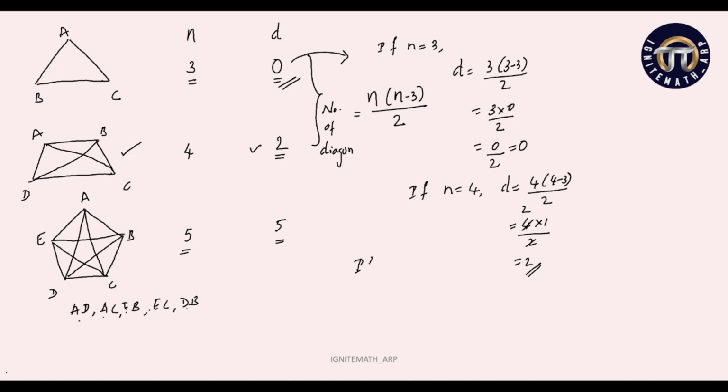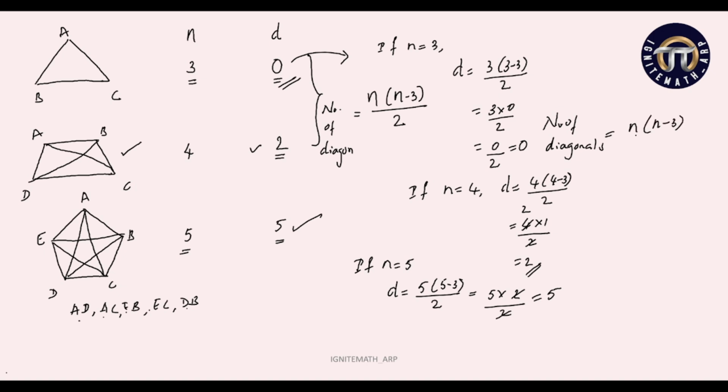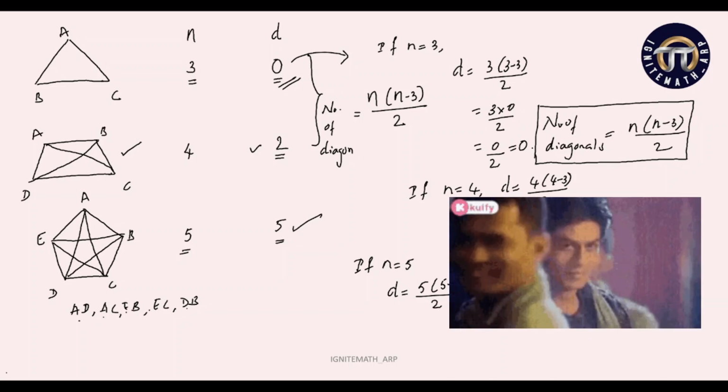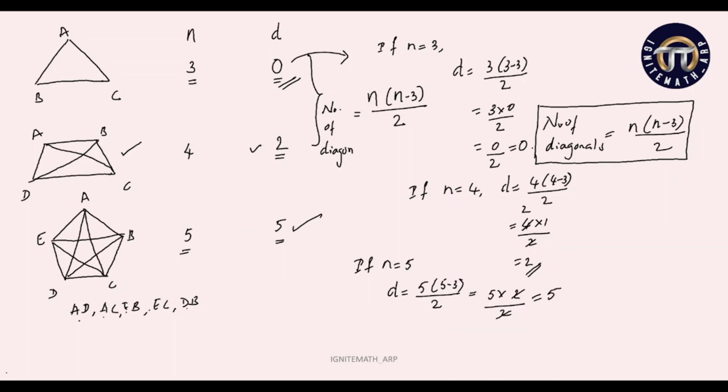So if n is equal to 5, the number of diagonals is equal to 5 into 5 minus 3, divided by 2. So that is 5 into 2 by 2, which is equal to 5. See here, we have got 5. So I can say that the number of diagonals in a polygon is given by the formula n into n minus 3 by 2, where n is the number of sides in the polygon. Clear, children? I hope it is clear to everybody. Yes or no? Yes. Okay.